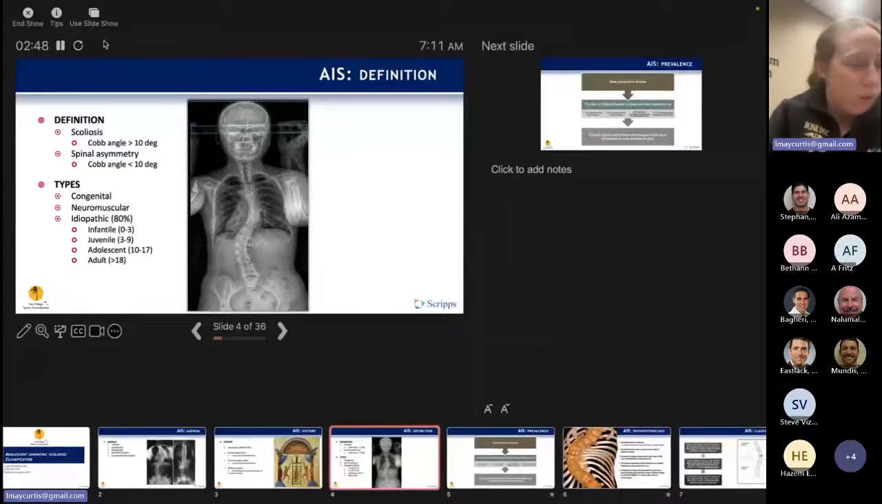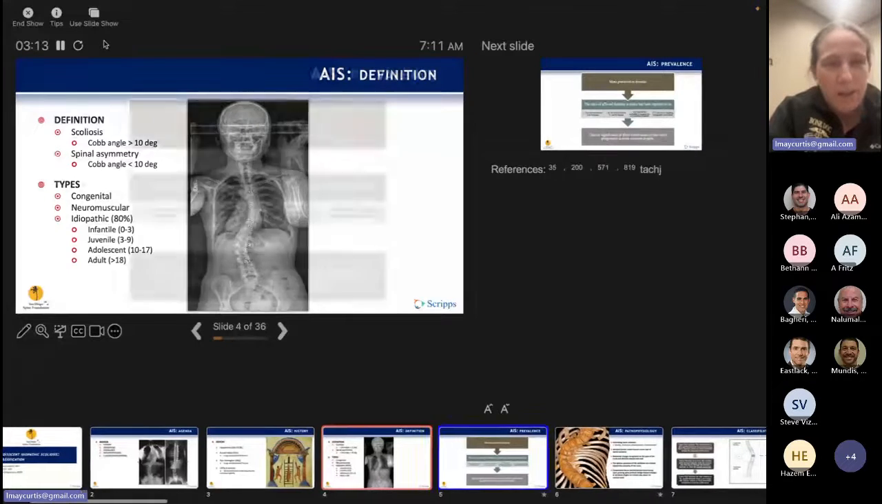So some important definitions. To determine whether the patient has scoliosis or not, you look at their Cobb angle. A Cobb angle greater than 10 is scoliotic, and less than 10 would be spinal asymmetry. There are three types of scoliosis: congenital, neuromuscular, and idiopathic, idiopathic being the most common. And again, we'll focus our efforts on idiopathic, and within that on adolescent.